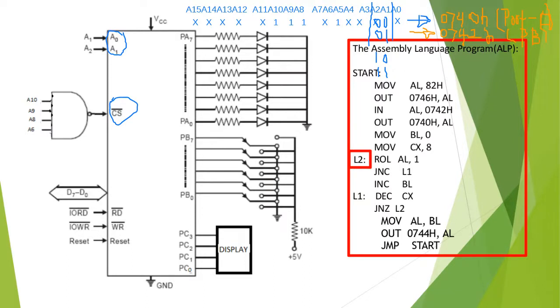Okay, and same way you can write for port C: 0, 7, 4, 4H. This is for port C. And then next one is for control register.